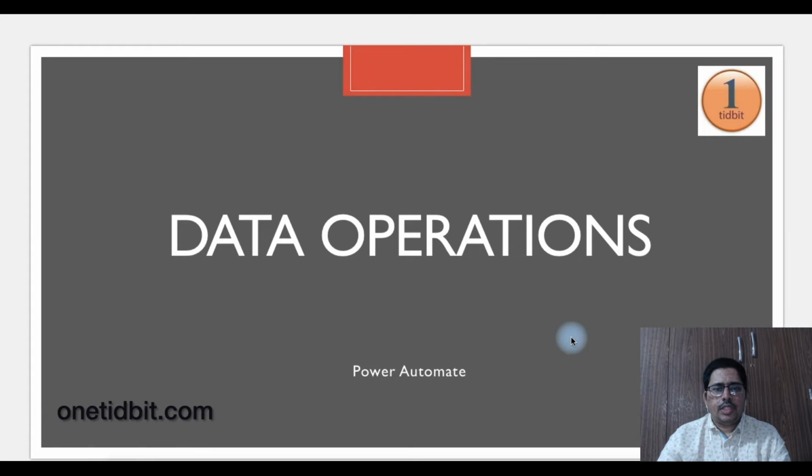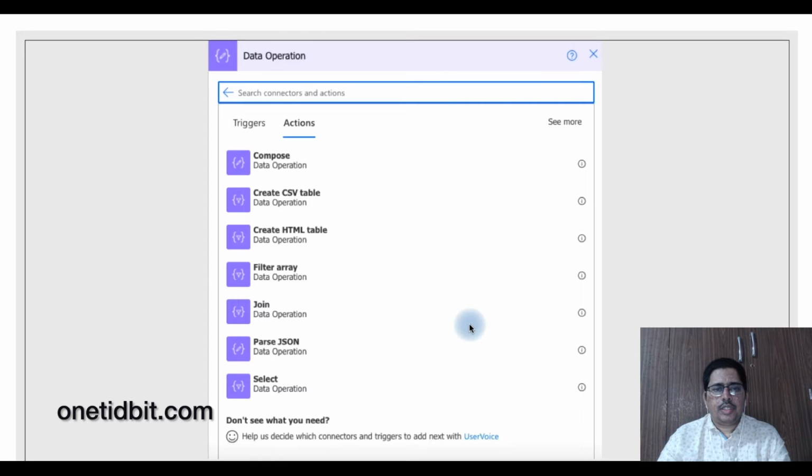Let's explore the data operations in Power Automate. If you type data operation in the Power Automate flow, you can see all these actions: compose, filter array, join, select, all these actions, right? So let's study each and every data operation. First, let's start with compose.